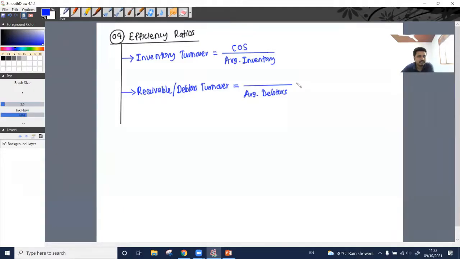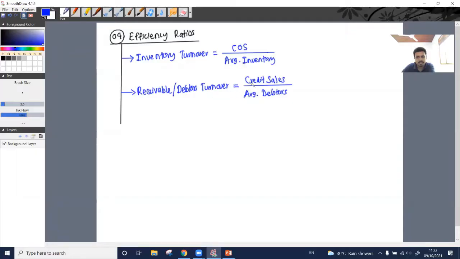Because of what? Because of credit sales. So credit sales need to be divided by average debtors. Right? Credit sales need to be divided by average debtors. Debtors turnover, or we can say receivable turnover.